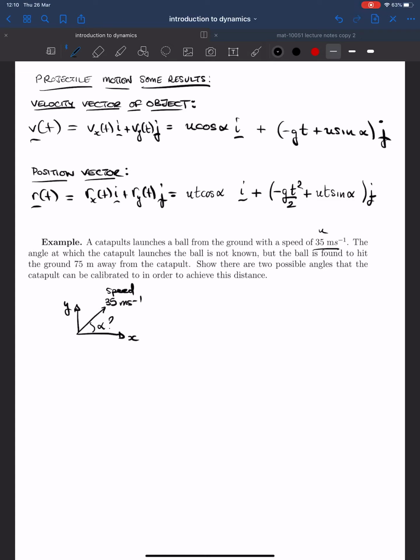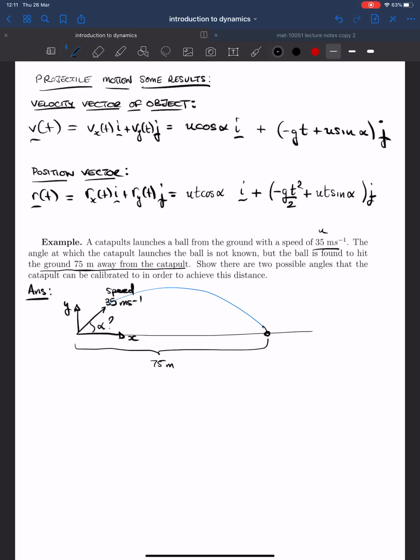Alpha's not known, but the ball is found to hit the ground 75 meters away from the catapult. So it does the parabolic trajectory. This is an illustration. Simply, nothing is to scale here. It comes back down to the ground, and this distance, we're told, is 75 meters. So this is our building up the answer. So we have to show that there are two possible angles for the catapult to be calibrated in order to achieve this distance.